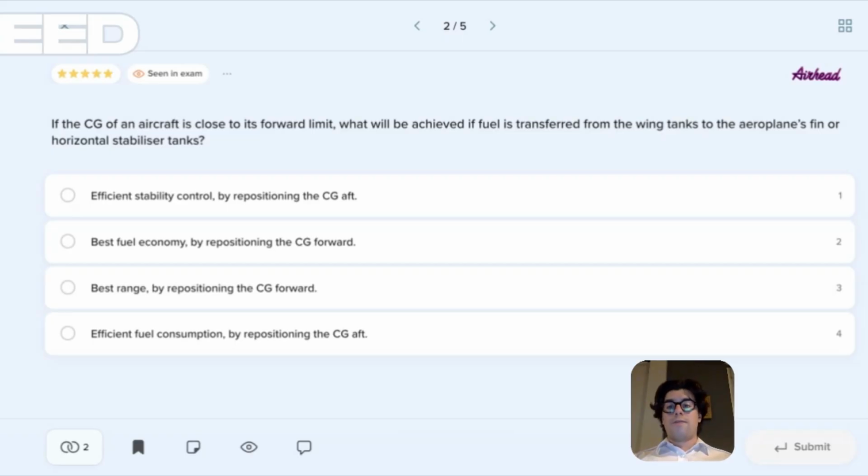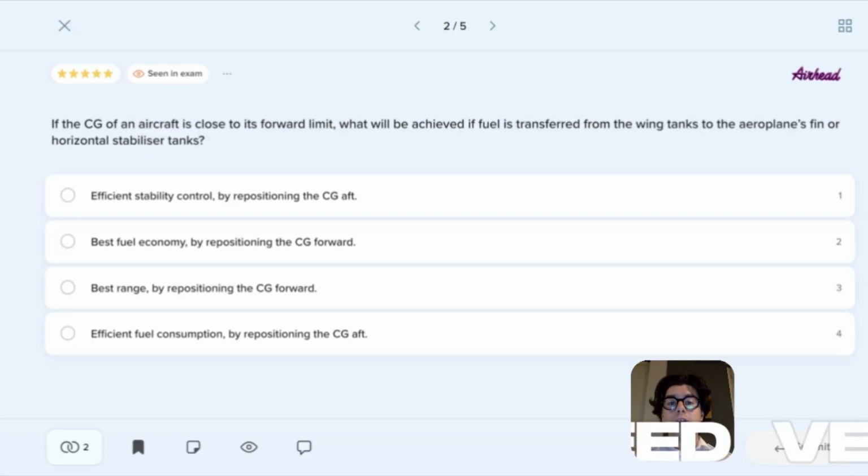For all of these questions from performance, mass and balance, and principles of flight, remember this key rule: if the CG is forward, it increases stability but decreases maneuverability and performance. If the CG is aft, this increases maneuverability but decreases stability and increases performance. So with aft CG, we'll have less load on the steering. We'll also have better stalling speeds, slower takeoff speeds, bigger range, more fuel efficiency.